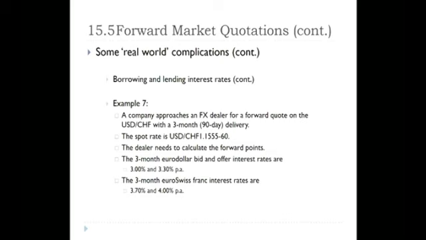Okay. So here's an example that represents this. We have a 3-month euro-dollar bid and offer. We have a 3-month euro-franc bid and offer. So 3 must be matched to 4, 3.3 must be matched to 7.